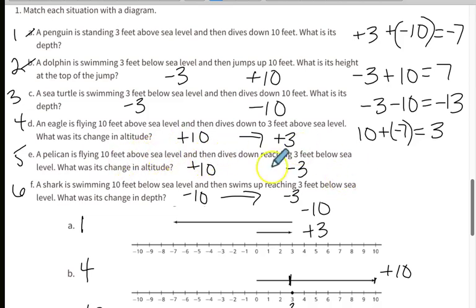Flying 10 feet above, dives down to reach 3 feet below. So it's flying 10 above. It does something. It ends up at -3. So 10 plus a -13 is what we figured out was a -3. And the last one, a shark is swimming 10 feet below, then swims up, reaching 3 feet below. -10 plus 7 equals -3.